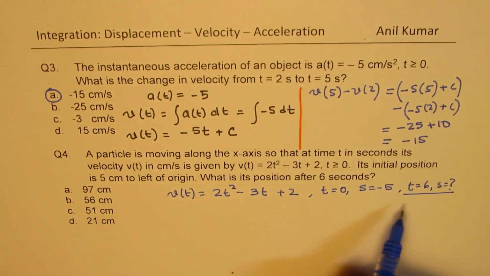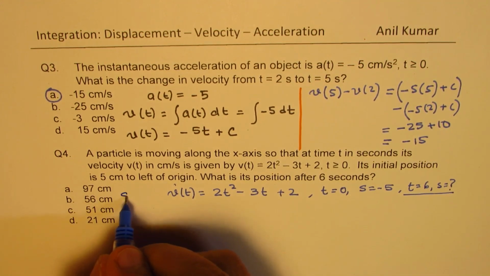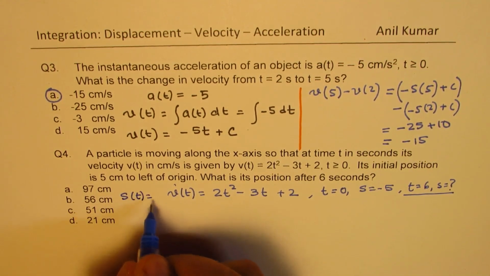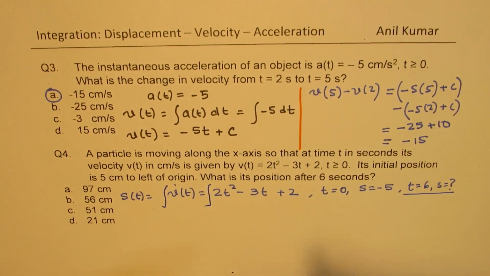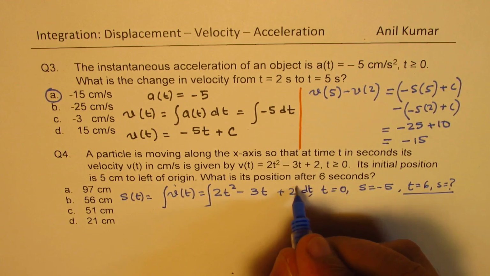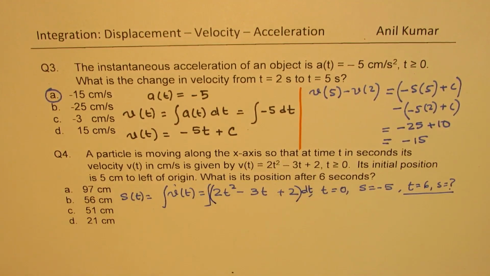That is what we need to figure out. Okay, so s is the integral of this. So we can find displacement by doing integral of the velocity function. So let's integrate this with respect to time, correct? So we'll integrate this with respect to time.